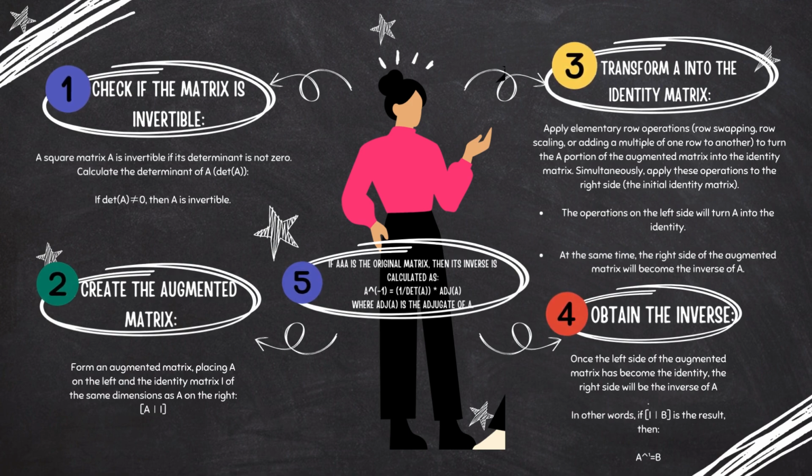Fourth step. Once the left side of the augmented matrix has become the identity, the right side will be the inverse of A. In other words, if the result is [I | B], then A⁻¹ equals B. Fifth step. The inverse is calculated as A⁻¹ equals 1 over the determinant of A times the adjoint of A.